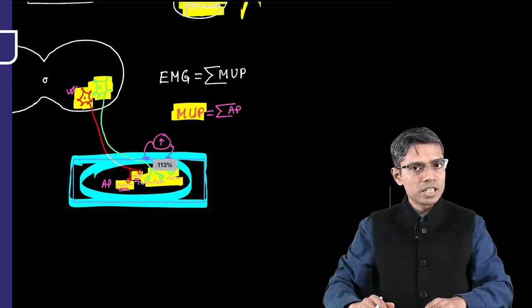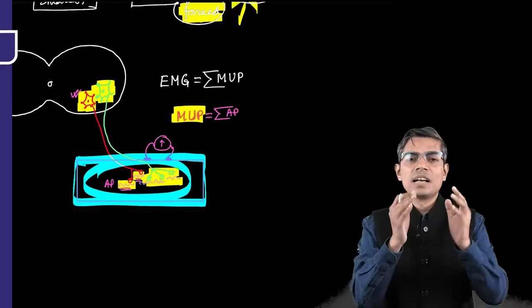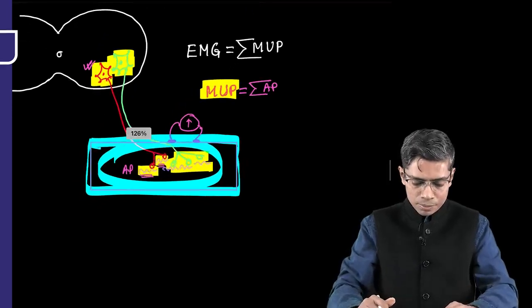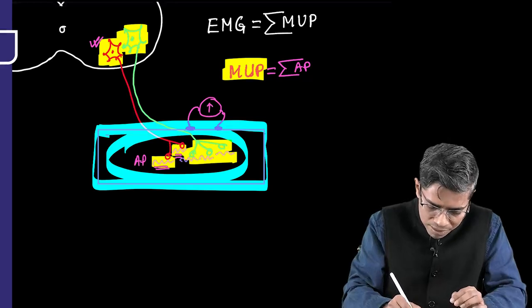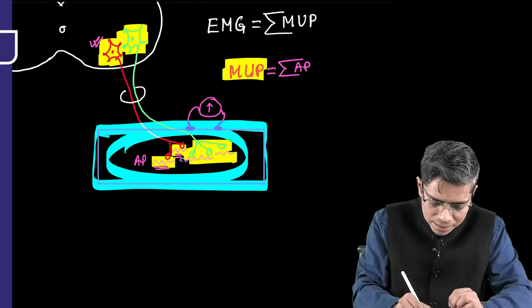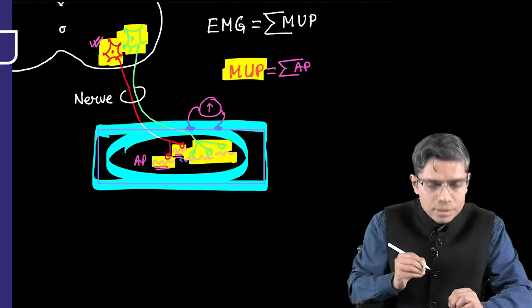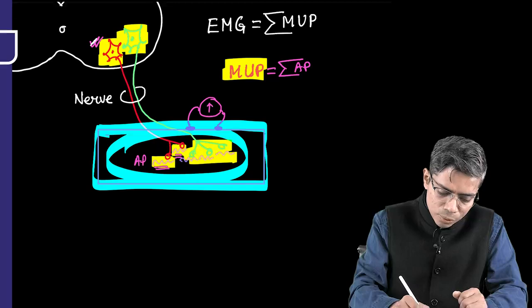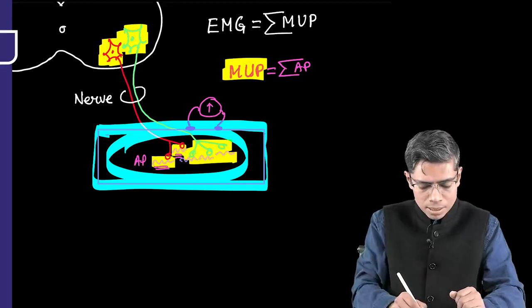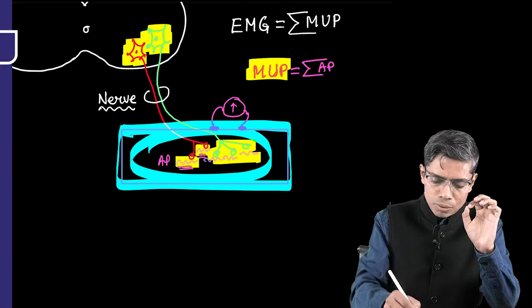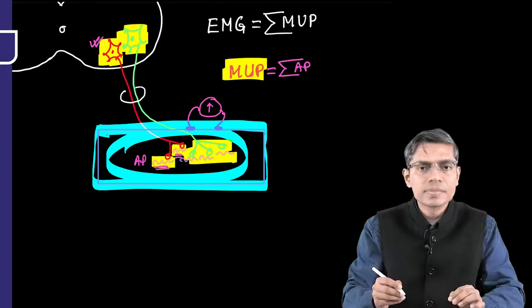Got it? So motor unit potential is the summated version of action potential, and EMG is the summated version of multiple motor unit potentials, right? Now the combination of all these axons, multiple axons, will form a bundle, and that is nothing but a nerve. We have already understood this concept. So a nerve is nothing but a bundle of multiple axons. So this nerve is nothing but a motor nerve, right?